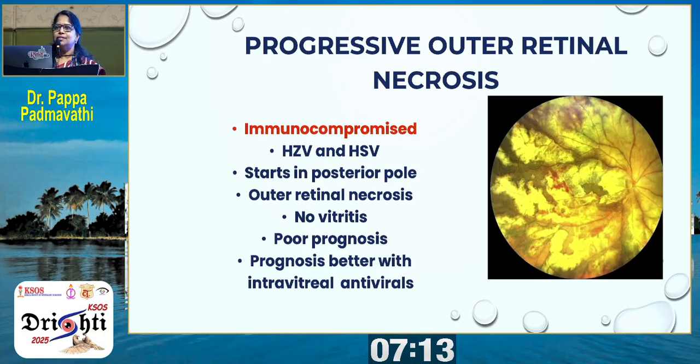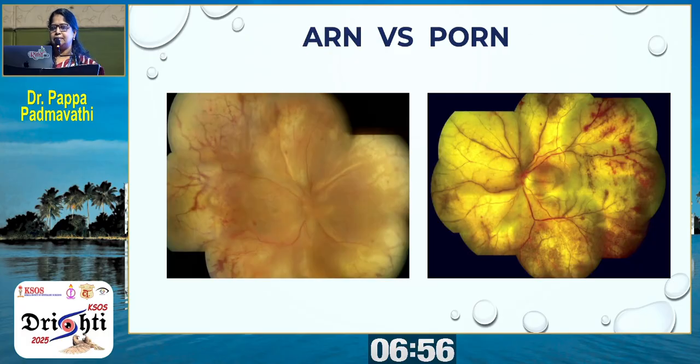Usually it affects the posterior pole and involves the macula. It has a fulminant course and causes bilateral blindness, with no vitritis because these are immunocompromised patients. Prognosis is better with intravitreal antivirals, with not much response to systemic antivirals. So this is the difference. You can see ARN starts in the periphery, but PORN is mostly in the posterior pole, and more vitritis and hemorrhages can be seen in acute retinal necrosis.